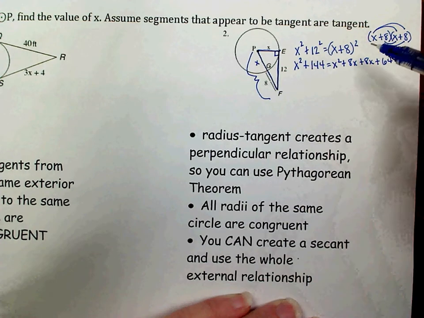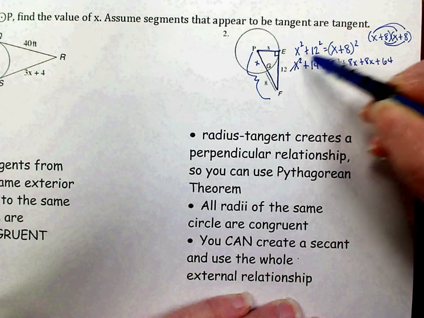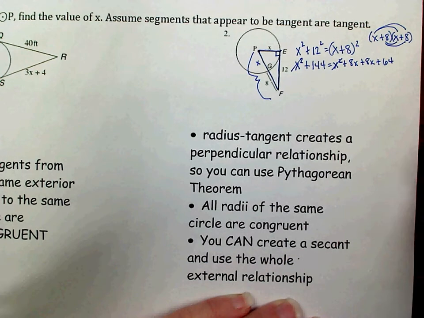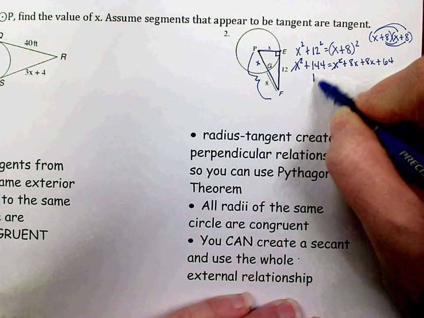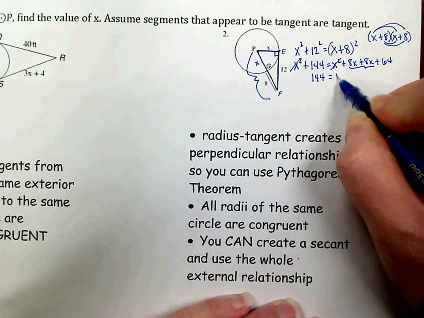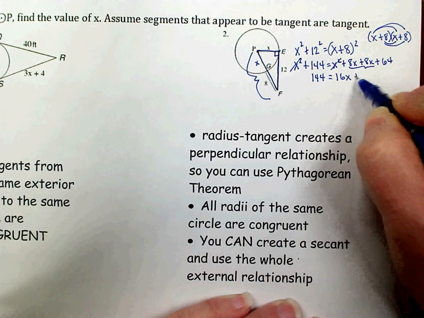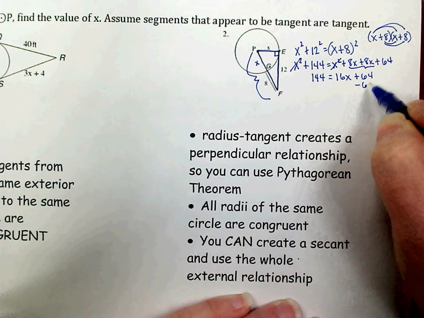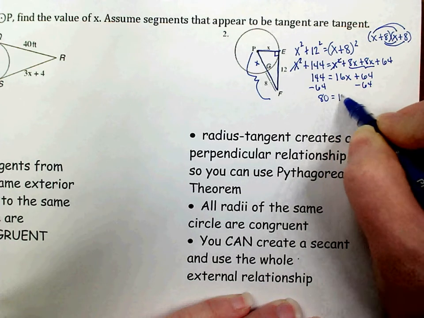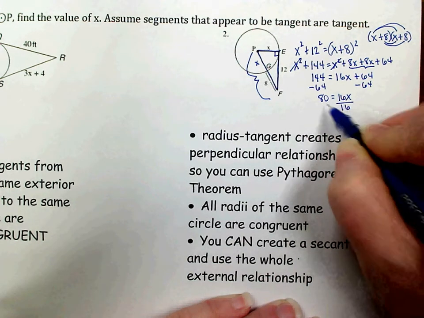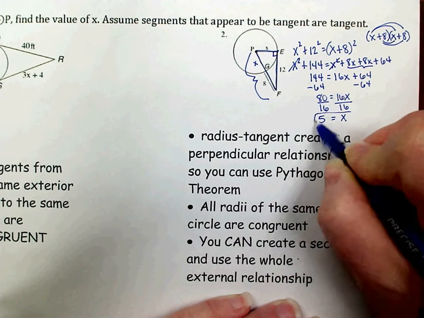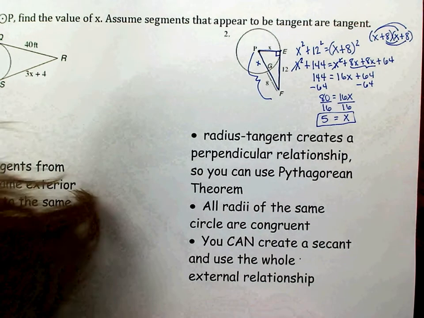You don't have to worry about factoring a quadratic since you have an x squared on both sides. It will simply cancel out by subtracting x squared from both sides. So we have 144 on the left. The combining of like terms of 8x and 8x gives you 16x plus 64. So when you subtract 64 from both sides, you get 80 equals 16x. Dividing by 16 gives you x equals 5. So that's one way to find the value of x.